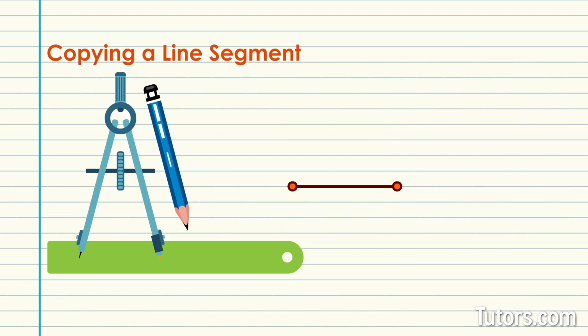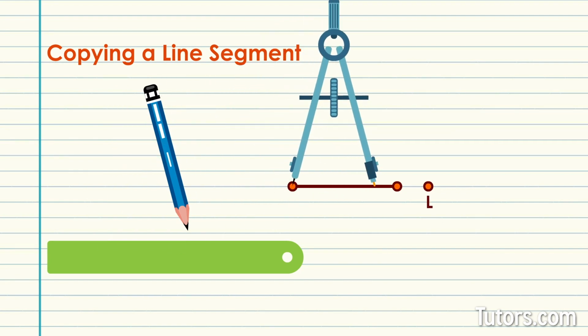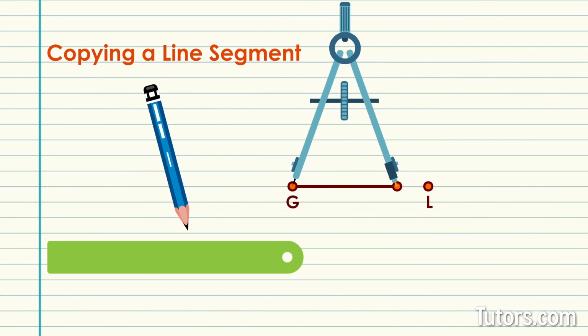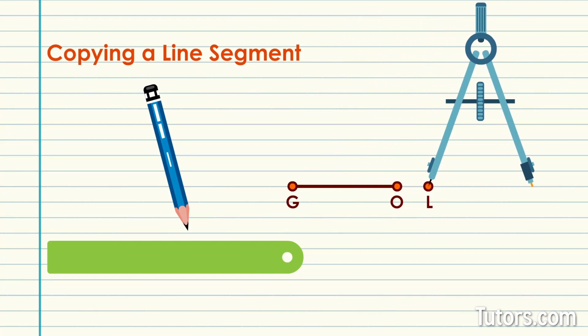Copying a line segment requires the drawing compass, pencil, and straight edge. Next to the existing line segment, draw a new point. Call it point L. Place your drawing compass needle on point G. Open it to reach point O and carefully lift it up. Relocate the needle to point L.